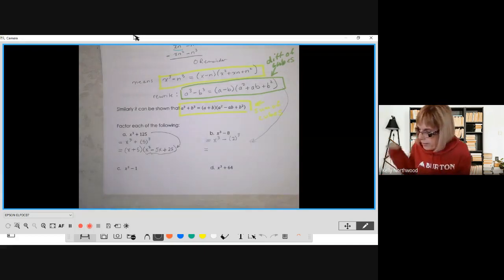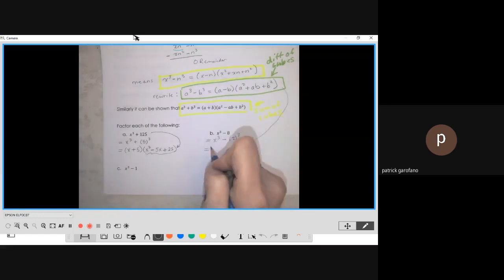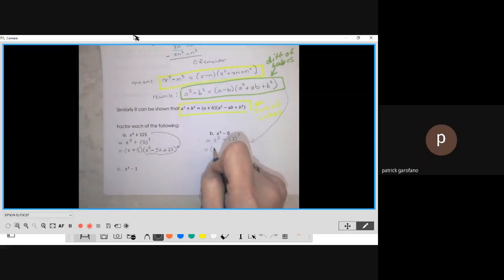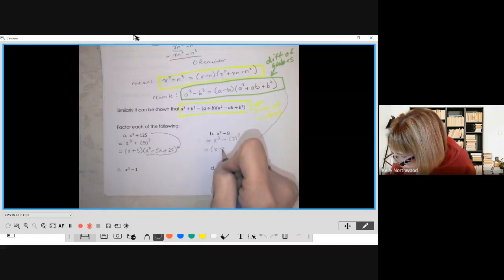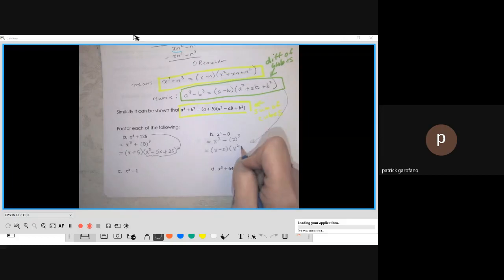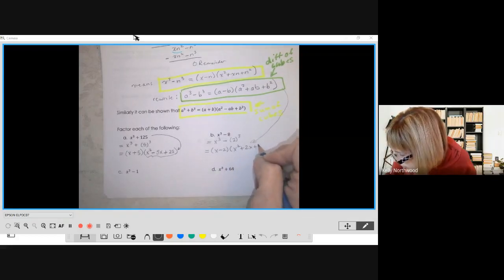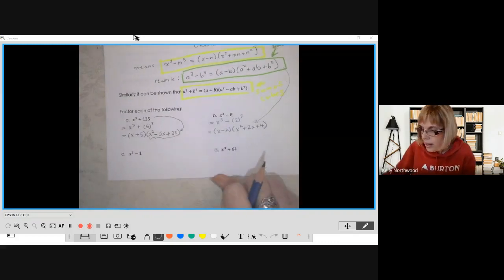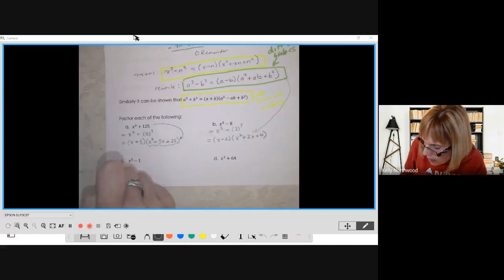Anyone think they got it? Yes, I have one. Okay, give it to me. Bracket x minus 2, bracket x squared plus 2x plus 4. Perfect. Okay, any questions? That's right. Good job.